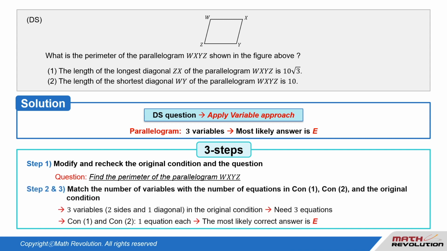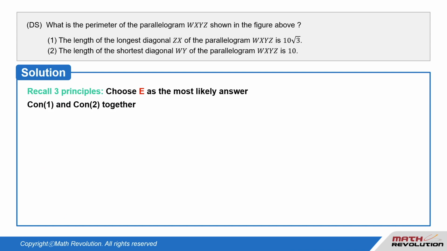WXYZ. Follow the second and the third steps. Let's modify the original condition and the question. Then, a parallelogram has 3 variables in the original condition mentioned as above. To match the number of variables with the number of equations, we need 3 more equations. Since conditions 1 and 2 will provide 1 equation each, it's about 80% likely E is the answer. Recall 3 principles and choose E as the most likely answer.